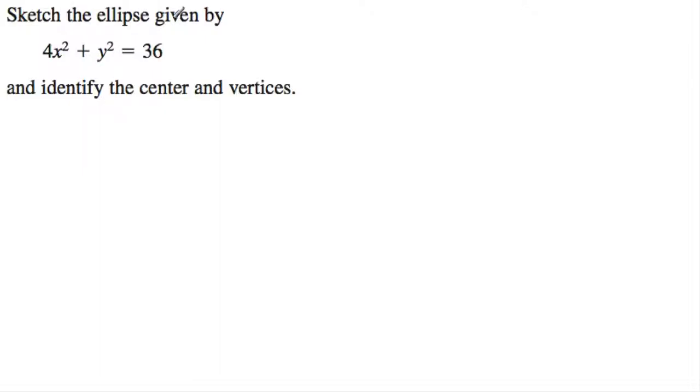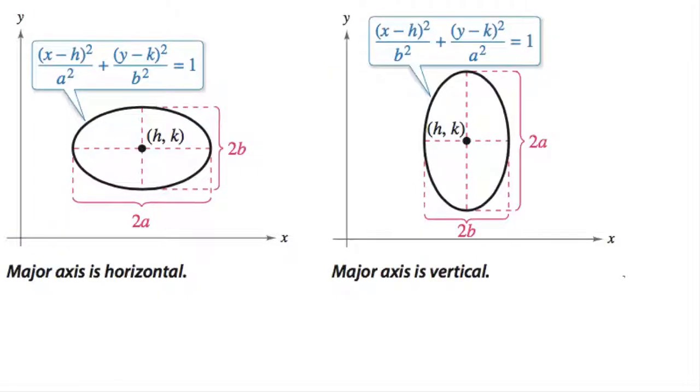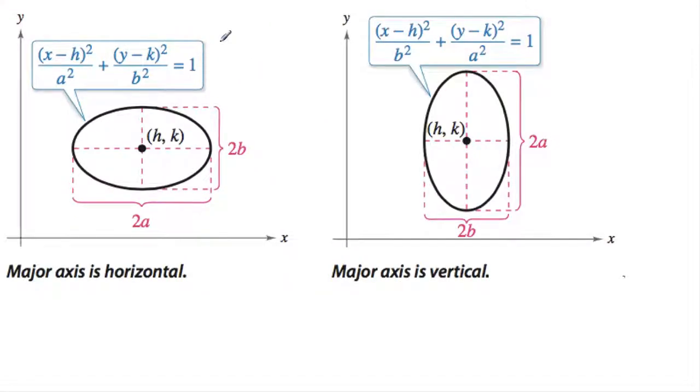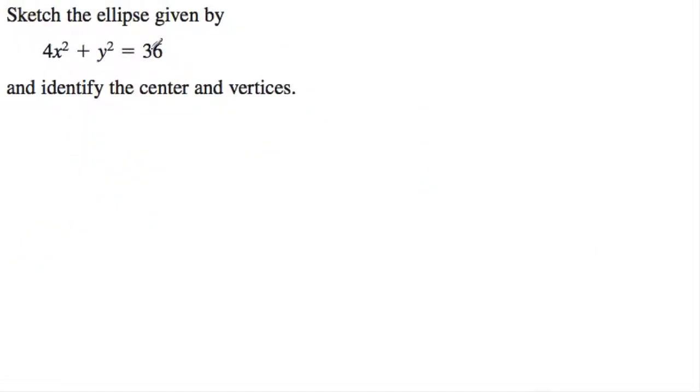Okay, now we want to sketch the graph of this ellipse. If you look, this looks a little bit different from how we've seen before. We're used to having fractions and denominators. Here we don't. But if you notice, both of these equations are equal to 1. So this one is equal to 36. The very first thing we could do is divide everything by 36. And so we get x squared over 9 plus y squared over 36 equals 1.